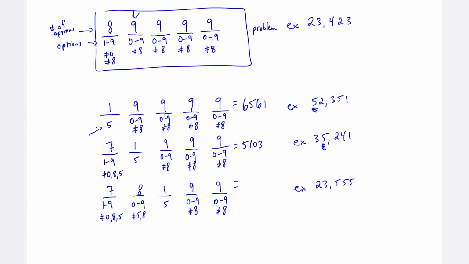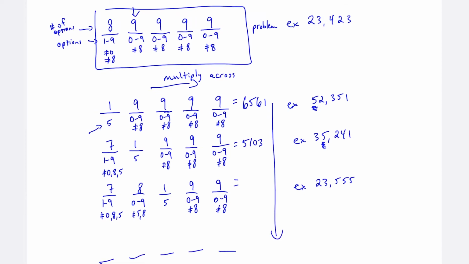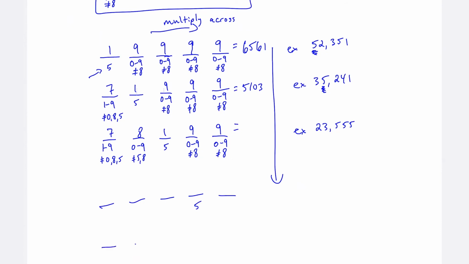Okay, and what you're going to do every time is you're going to multiply across. And then when you get all of these answers, which there's going to be 1, 2, 3, 4, 5, we're going to force the 5 into this position, and then you're going to force the 5 into the last position. Okay, and what you're going to do is you're going to add down, because these are different cases.